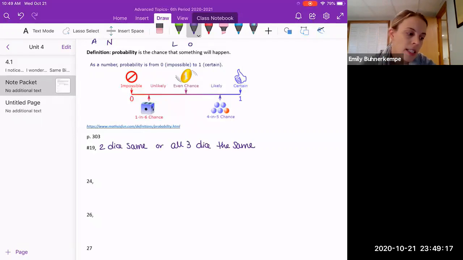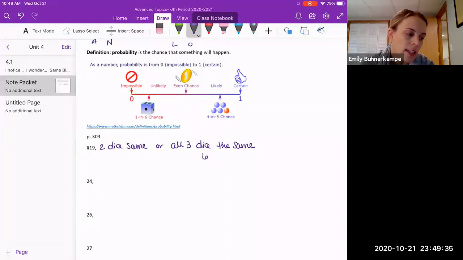Having all 3 dice the same is actually the easiest. So if all 3 dice are the same, there are 6 choices for that. There's 6 sides on the cube. You're selecting one of those sides, and all 3 of them have to be exactly the same. So there are 6 ways to make that happen.